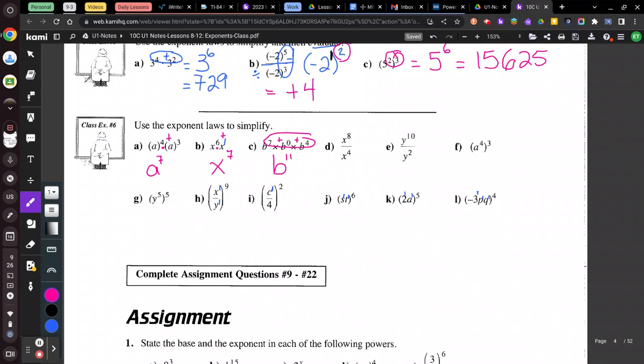The next one shows dividing. Dividing the same base means I'm subtracting exponents. So I'm going to get X exponent 4. I am subtracting exponents when I divide.